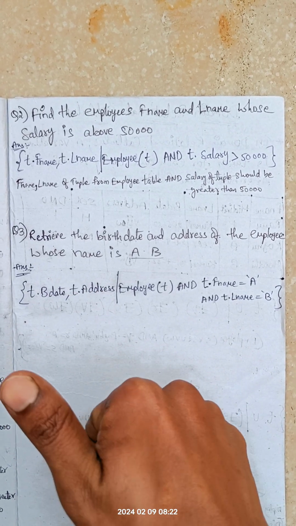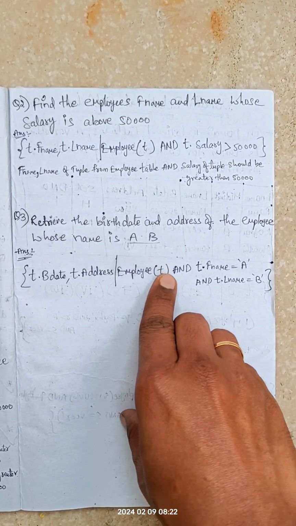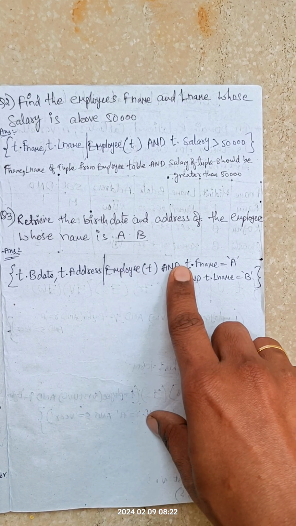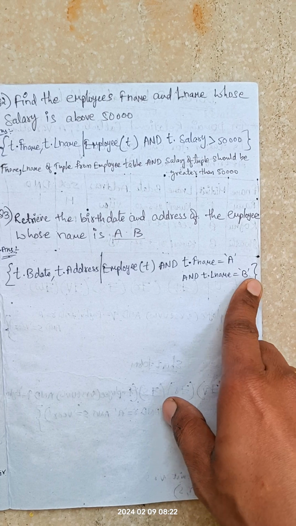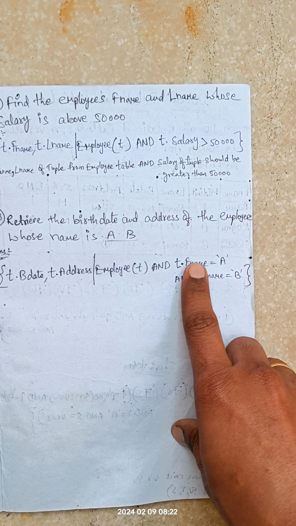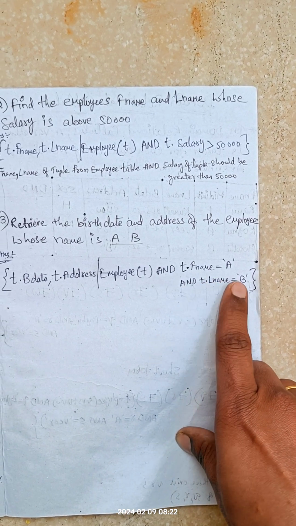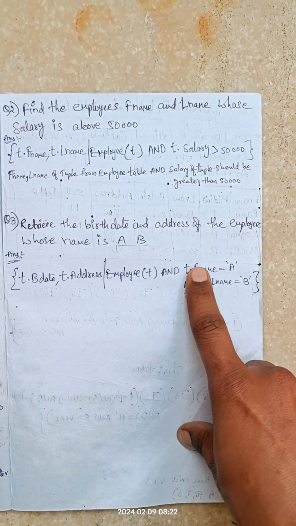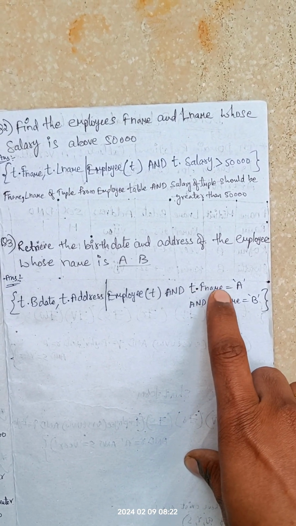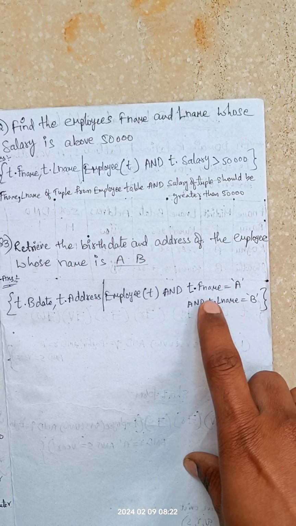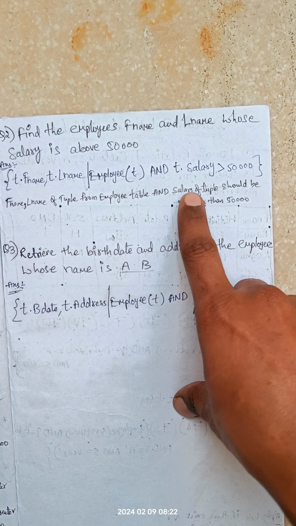But which tuple? The tuple belongs to which table? Employee table. Right. A tuple belongs to the employee table, and t dot f name is equal to A and t dot l name is equal to B. So first name of the tuple should be A and last name of the tuple should be B. That is what we have written here. This is the condition. We always write the condition after and.